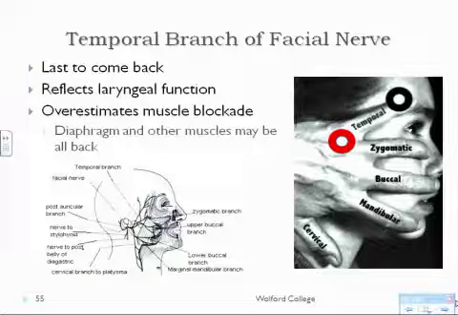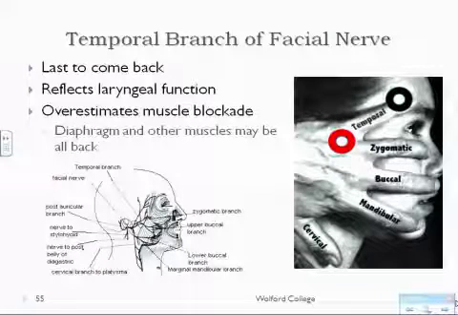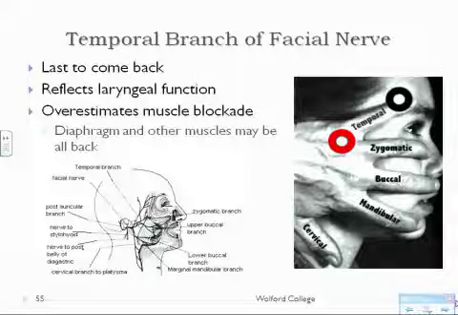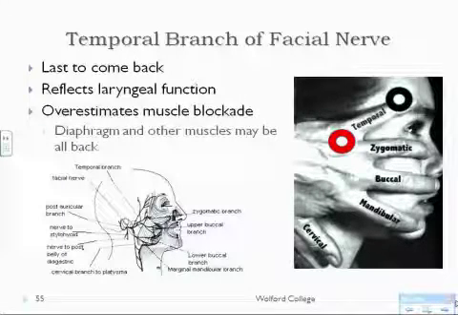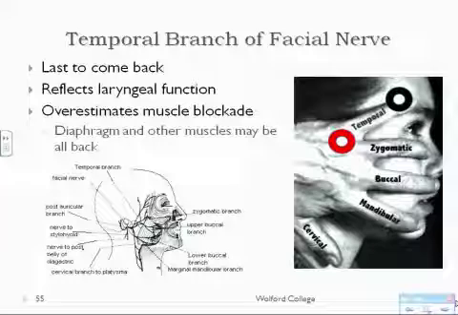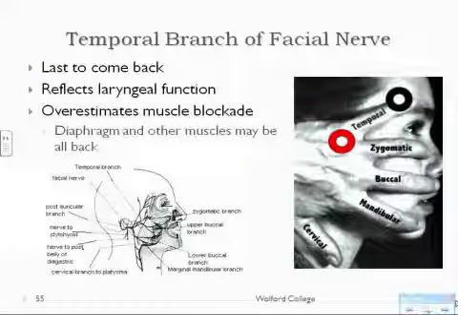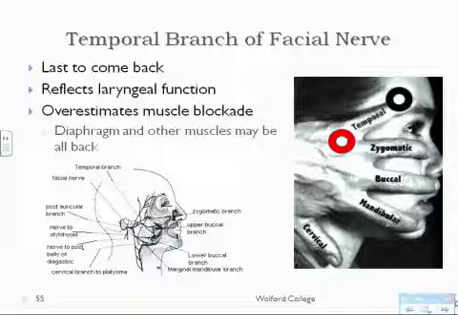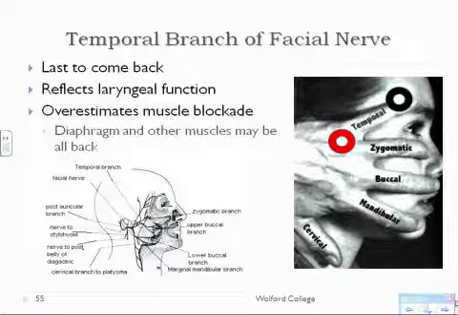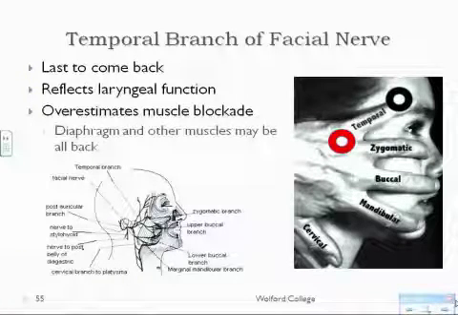You can see that the temporal branch of the facial nerve is the one that actually controls your orbicularis oculi. It's the temporal branch on top, so you put your red in the bottom here, and then you put your black up top. It tends to reflect laryngeal function, but it overestimates muscle blockade. The diaphragm and other muscles may actually be all back. So that's one of the downsides of this agent. But this is a good way of recognizing that your larynx is back.